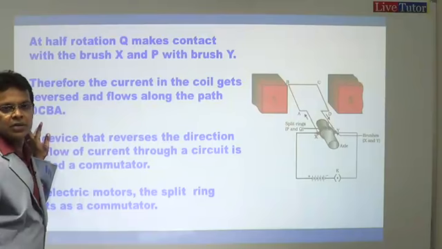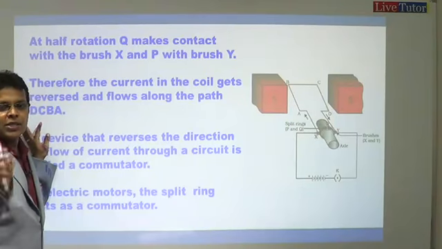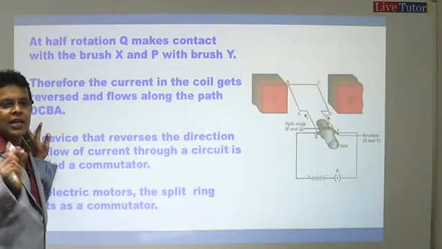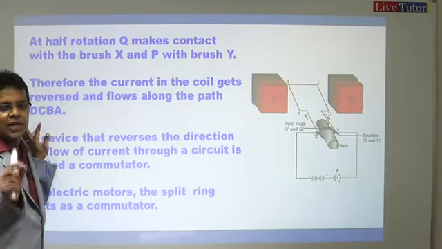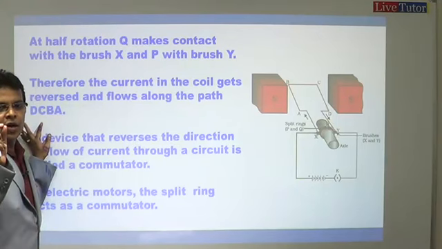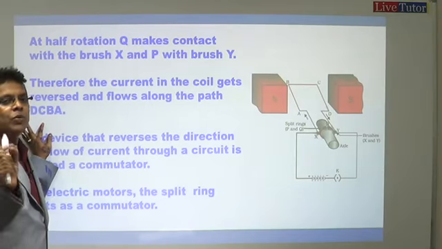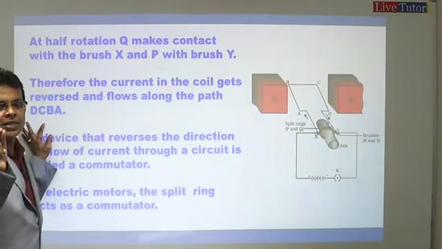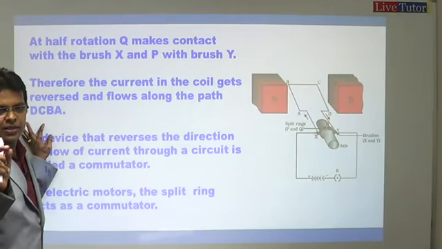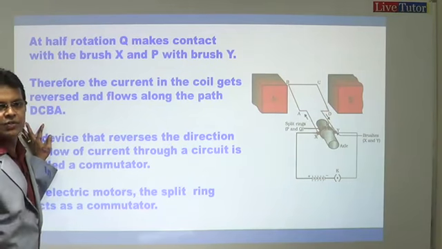This is another question you have to remember. What is the use of split rings in the electric motor? What do you have to say? The split rings are used as commutator. A commutator is a device that is used for changing the direction of the current.